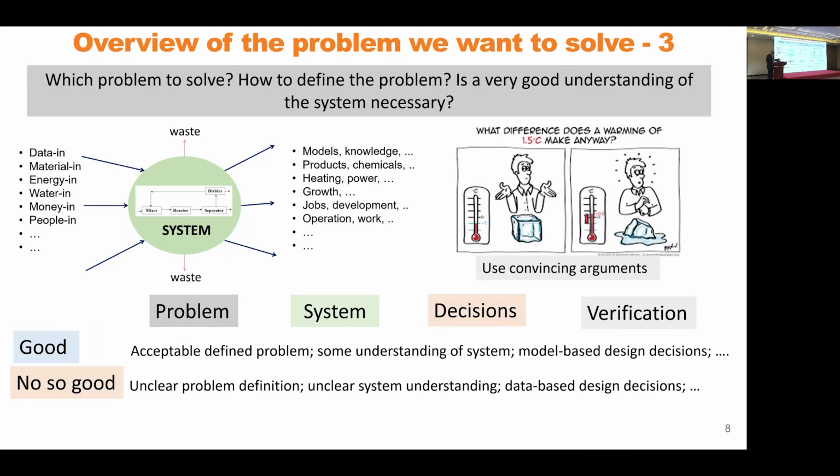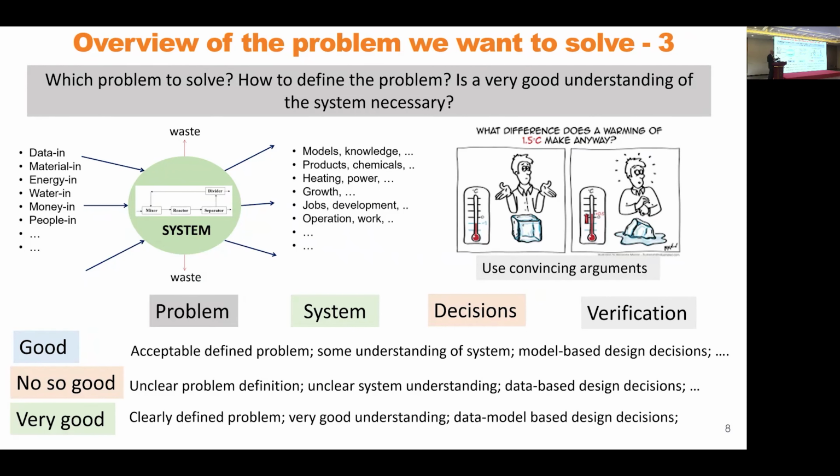And very good would be a clearly defined problem, very good understanding of the system, and not just data and not just model, but a combination of data and model, and that gives us the basis for decisions. The presentations here were in the good category and in the very good category. There were none that I would call not so good. But a lot of papers I received are in the not so good category.